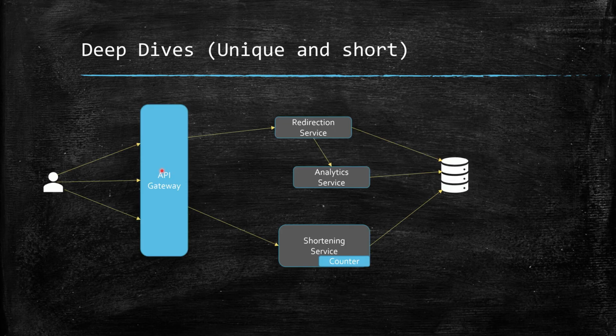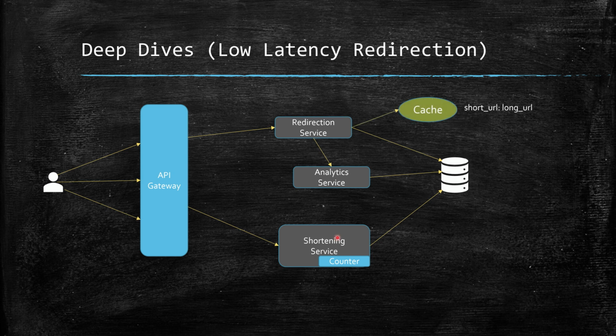Deep dive is here. So now we have introduced a counter here, you can see, which is inside the URL shortening service. That will be used to generate the Snowflake ID in all the machines and eventually Base62 encode it and generate the shortcode. The next deep dive is going to be low latency redirection. Now the bottleneck here is that the redirection service is directly talking to the database to get the long URL. A very, very simple pattern that comes in here is caching.